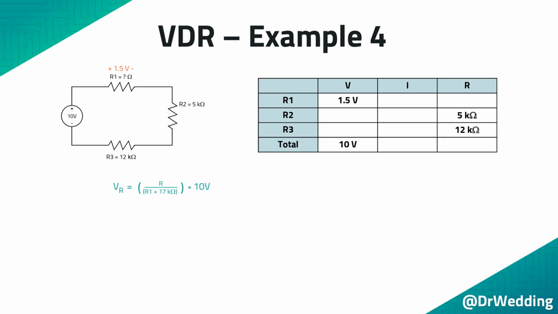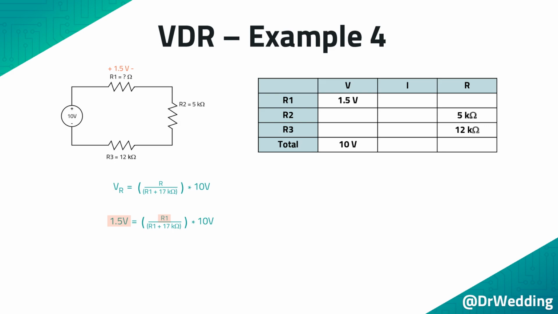Start with this generic equation. Plug in the information for R1. Unlike the previous examples, this time you know the voltage across R1 is 1.5 volts. But you do not know the resistance of this resistor, so you just use the variable R1 to represent its resistance. At this point, you have one equation and one unknown, so finding R1 is just algebra.